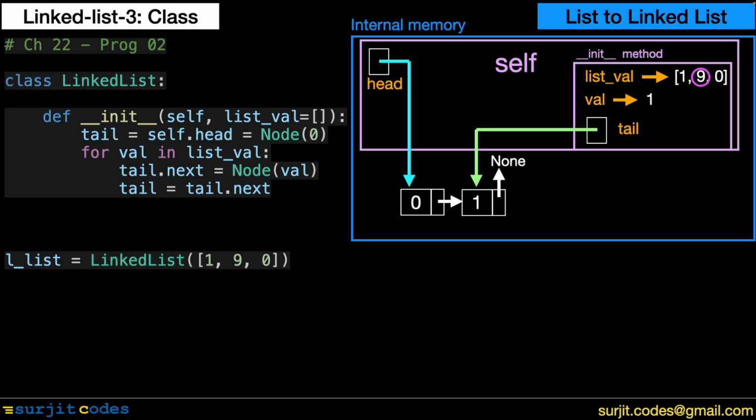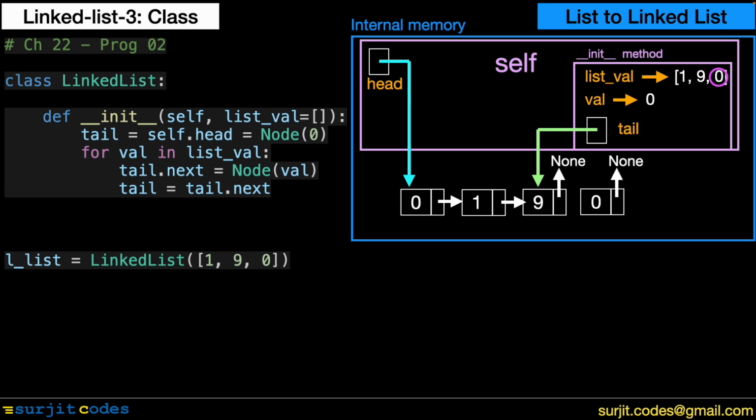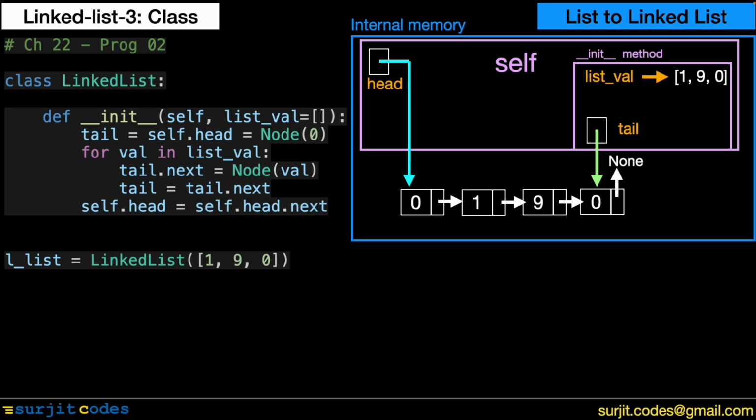In the next iteration of for loop, val becomes 9. We add another node to accommodate this val, save its reference in tail.next and make it the new tail. In the last iteration, val is 0 and we link this node also with the linked list and come out of the loop. Finally, we move head to its next node.